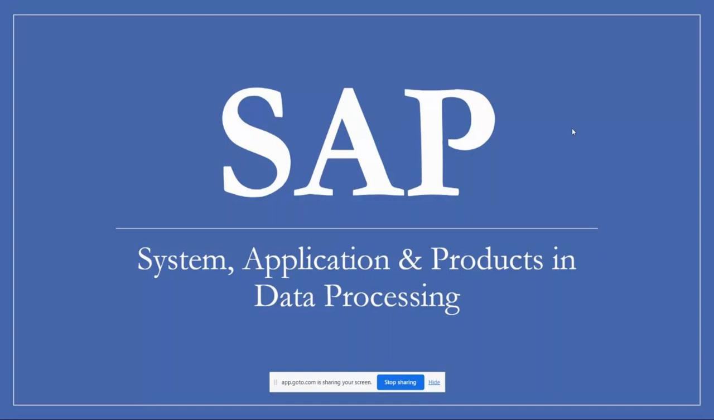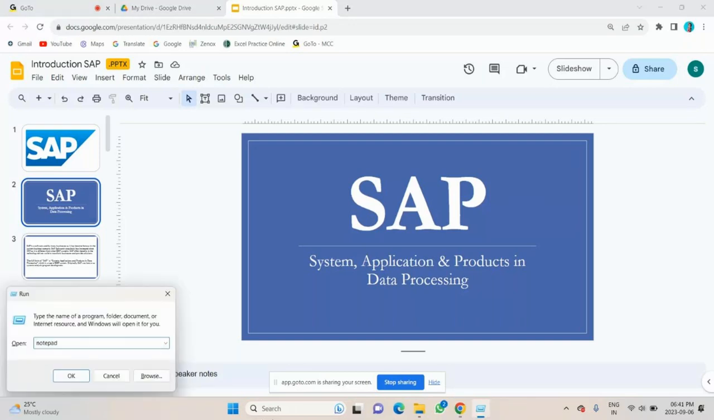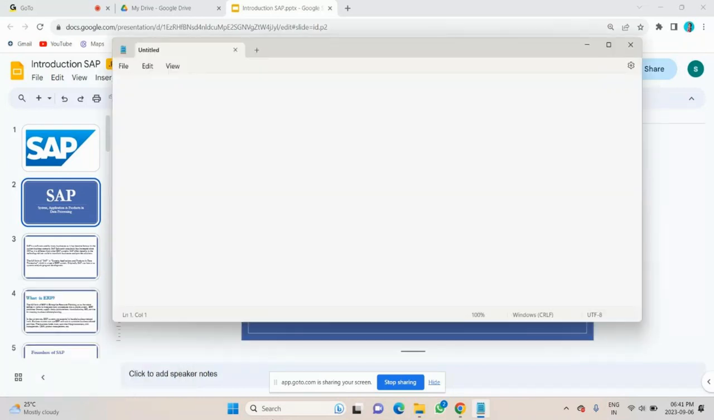Okay, ERP means where we get all the facilities. So ERP means Enterprise Resource Planning. ERP stands for Enterprise Resource Planning.